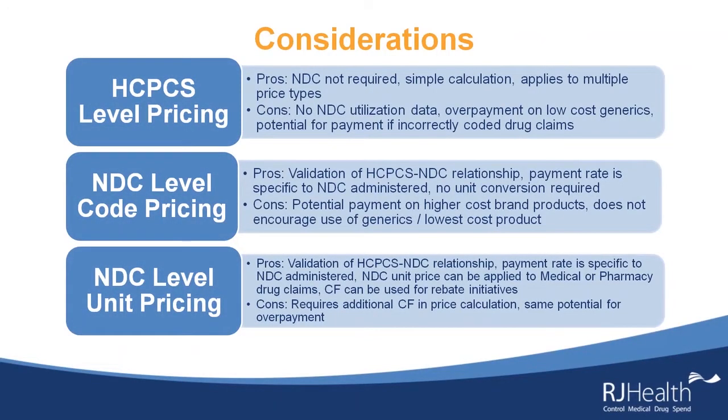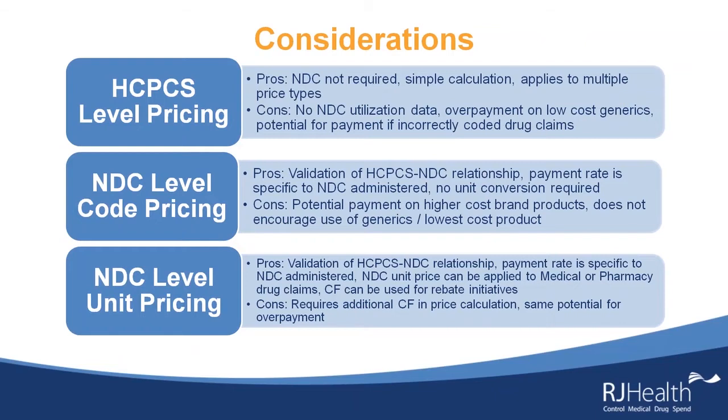So we've seen a few different ways to go about paying the medical covered drugs. Obviously the HCPC level, the NDC level code pricing, so paying at the NDC level based on the code level reimbursement rate, or NDC level unit pricing, which was our last example, which is paying at the NDC level based on the NDC units. So this slide here, we're going to talk a little bit about some things to consider when trying to determine which is the appropriate methodology for your organization. We'll review some of the pros and cons.